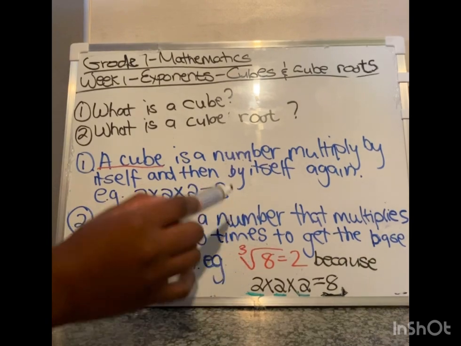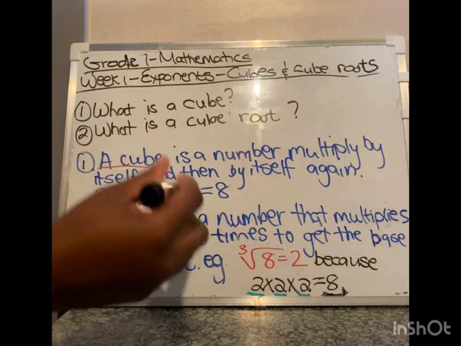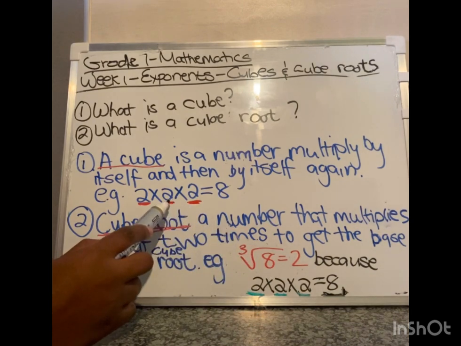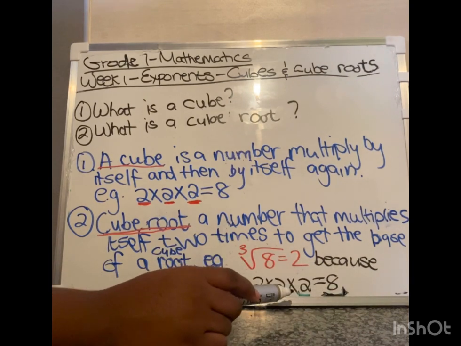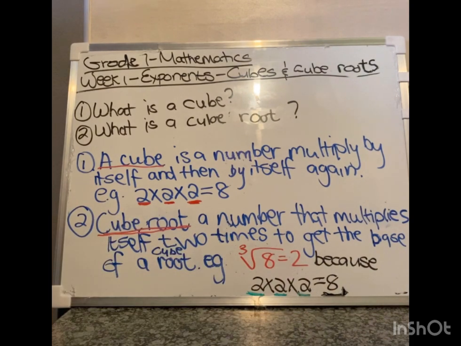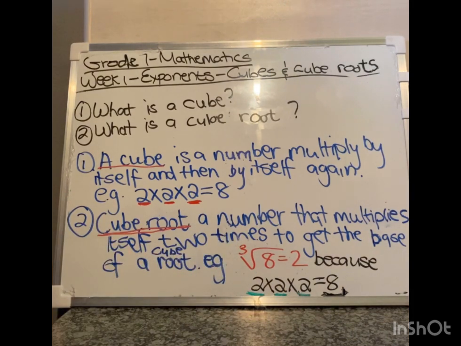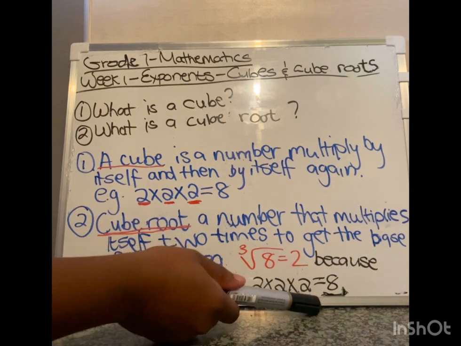Now, when it comes to roots, you always ask yourself: what number is going to multiply itself to get the base of your cube root? And what is that number? That number is 2. So your answer is 2, because 2 times 2 times 2 equals 8. How many 2's do you have? 3. You've got 3 2's. That is a simple way for you to remember cube roots: 1, 2, 3.